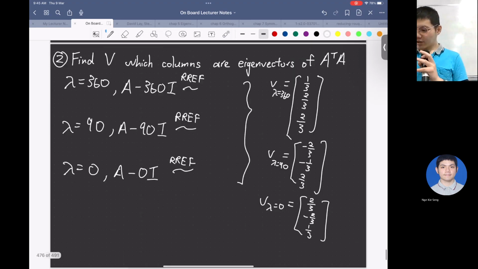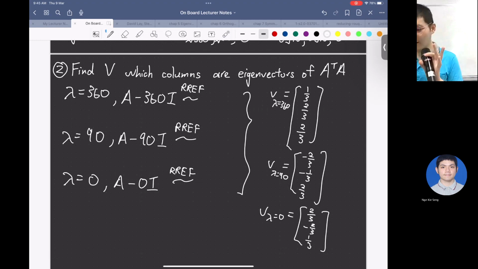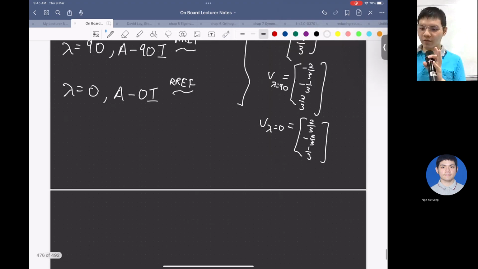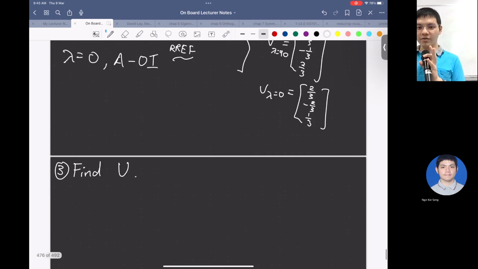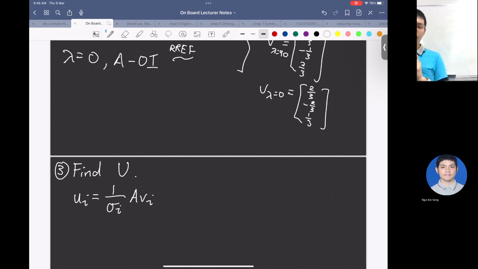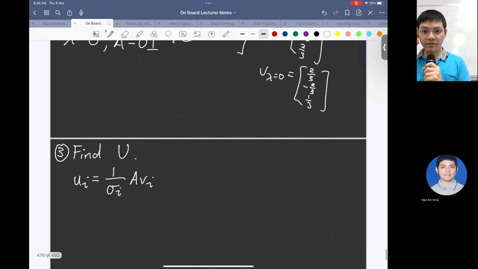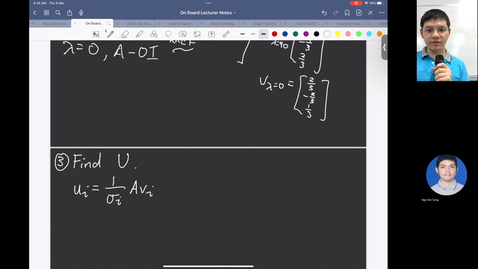So done. We found V. We found sigma. The next step is to find U. So what is U? Remember the construction just now. Our U_i equals 1 over sigma_i times A v_i, times A v_i. So this is our U_i. What do we need to do in this case? We got how many v_i here? We actually got 3 v_i.